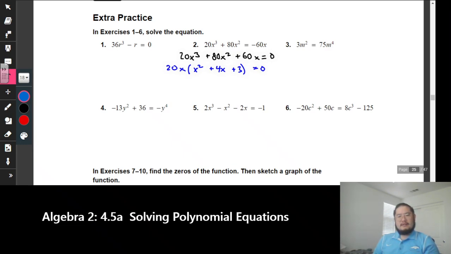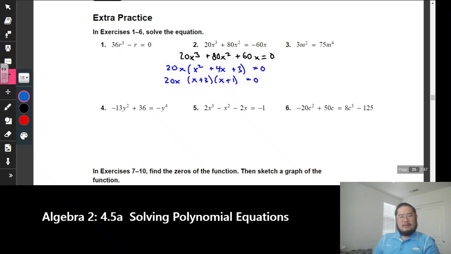We could factor this. What are factors of 3 that add up to 4? It will be 3 and 1. So let's go ahead and rewrite our equation by factoring. We have x plus 3, and then x plus 1. Right, if you were to FOIL this, you would get x squared plus 4x plus 3.